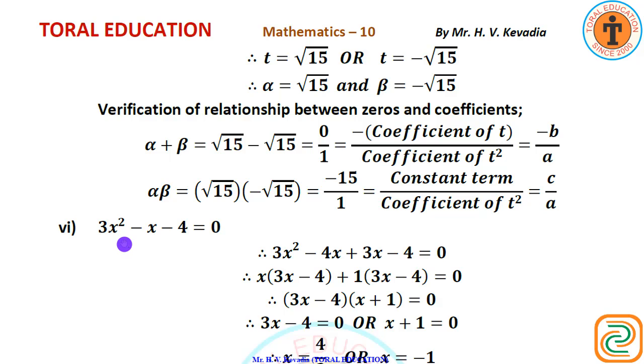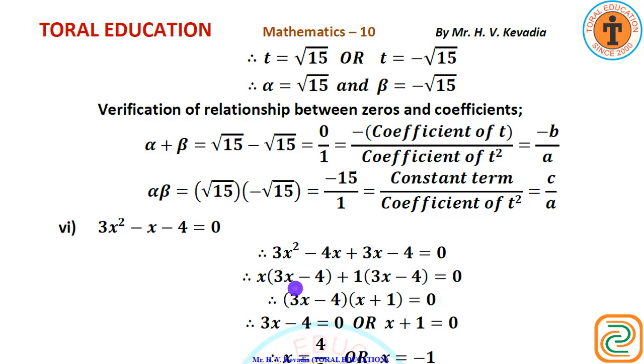6. 3x square minus x minus 4. 4 3s are 12. Minus 12 should be divided into two factors that give us minus 1. So 3x square minus 4x plus 3x minus 4. 4 3s are 12, and minus 4 plus 3 equals to minus 1.